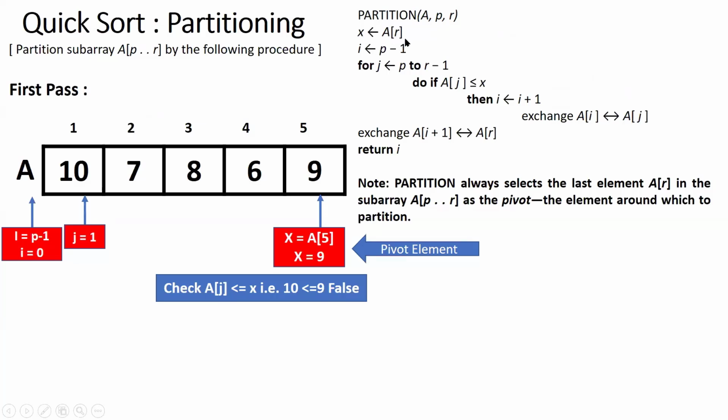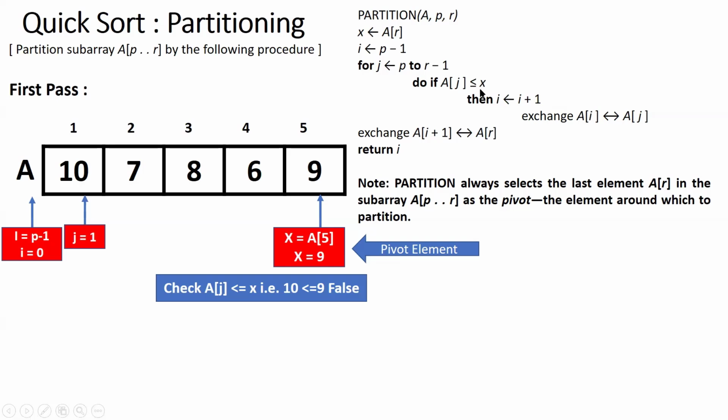X is equal to A[R]. So first we are copying the last element into a variable X, and I is equal to P minus 1. P is the starting index 1, so I will be P minus 1, that is 0. Now we will start a loop: J is equal to P to R minus 1. That means starting from the first index 1 up to 4. So the for loop will be executed four times: first, second, third, and fourth.